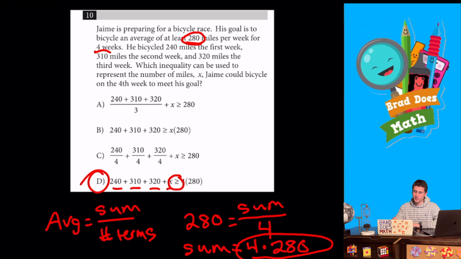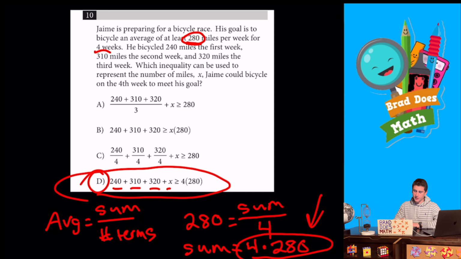Another thing you can do is actually solve this and figure out what that last value would need to be for the sum to be 280 times 4. But I don't recommend that. You don't have a calculator. It's not going to be quick. So we can just compare our work to the answer choices. And we see D is kind of the obvious one. We add up all of our miles to get at least the sum.